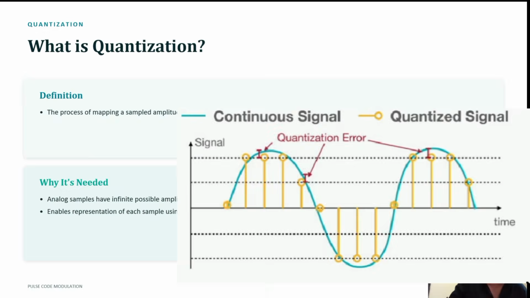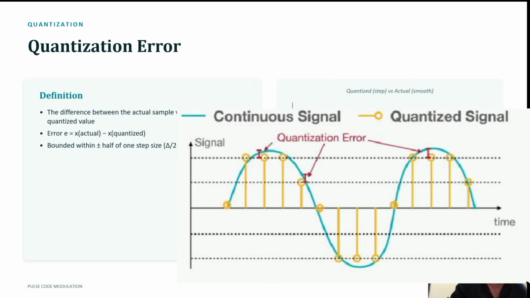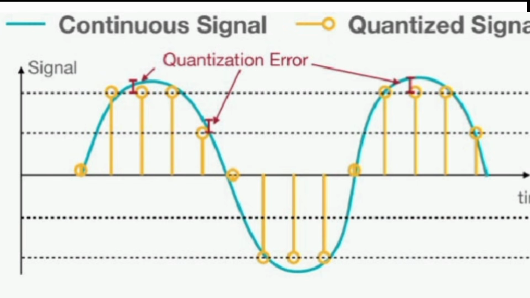Quantization. What do we mean by quantization? It is the process of matching each sampled amplitude to the nearest value in a finite set of discrete levels. This introduces some error, which is the difference between the actual and quantized value. It can be written as the error between the actual value and the quantized value. This error is bounded within plus or minus half of one step size.